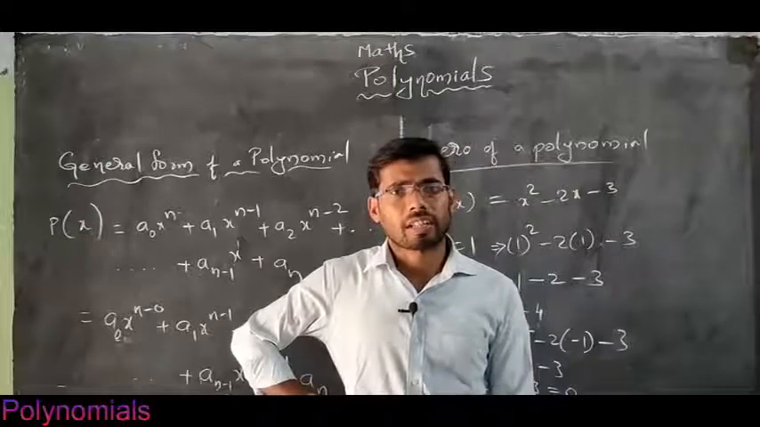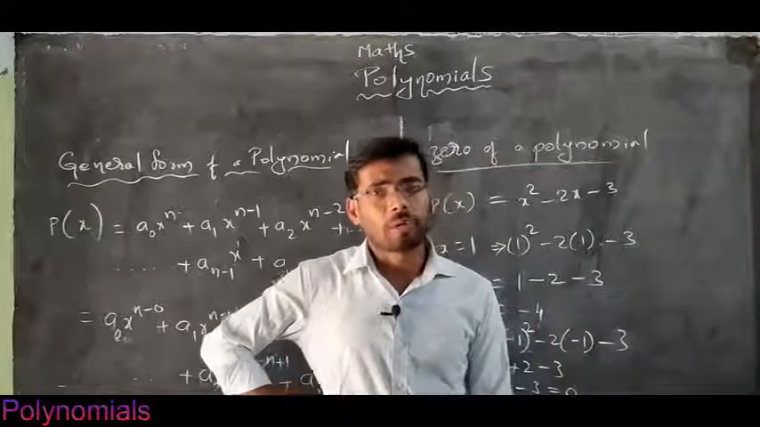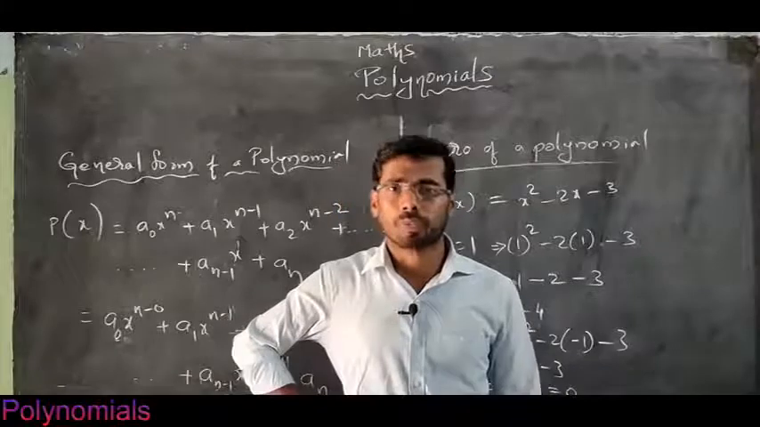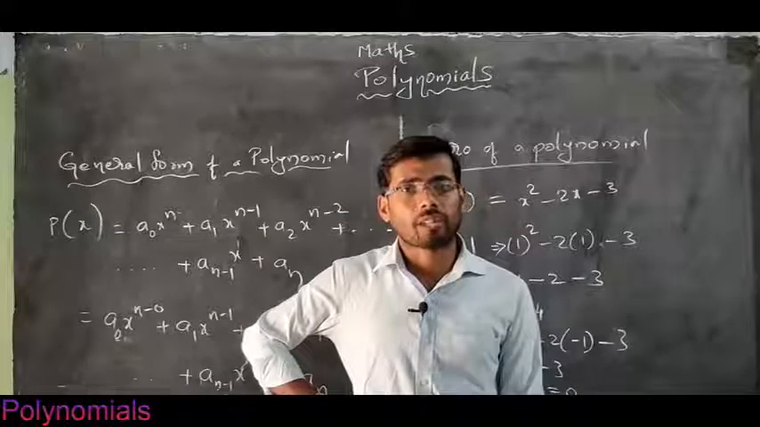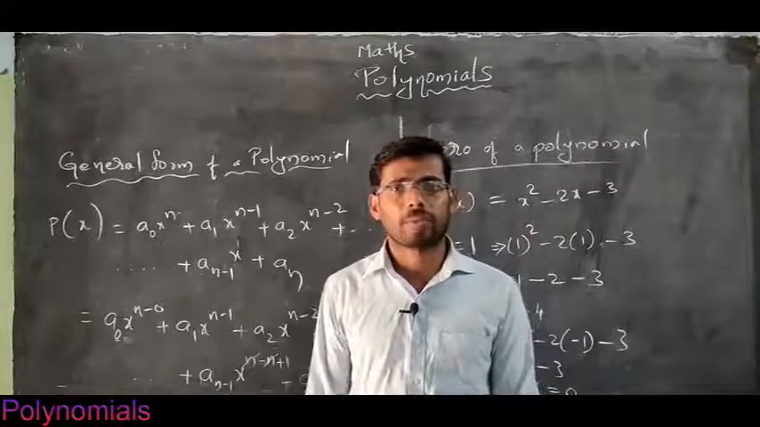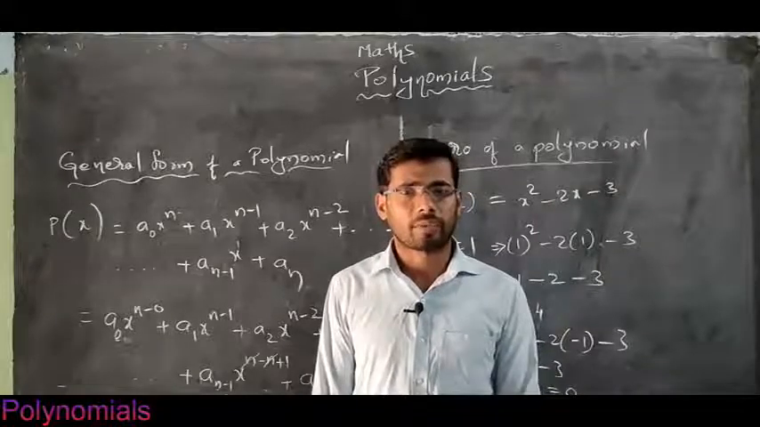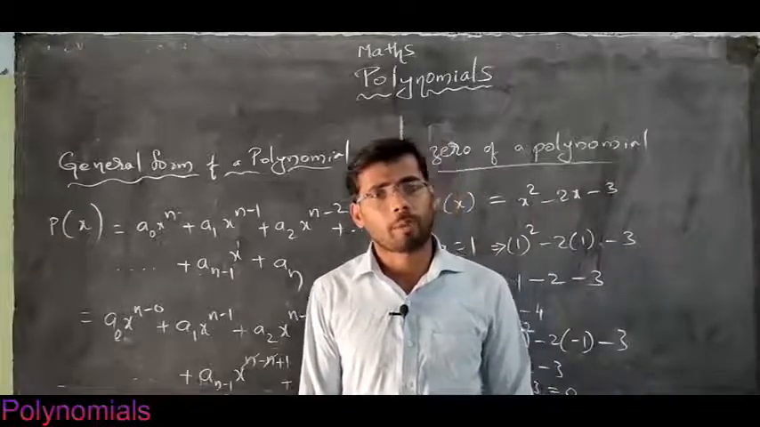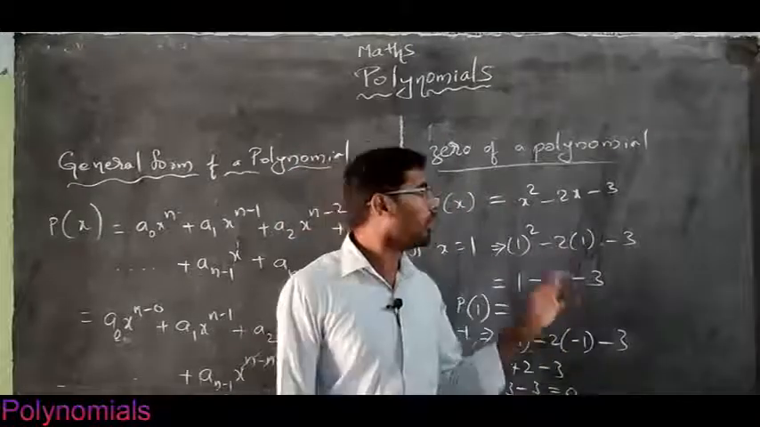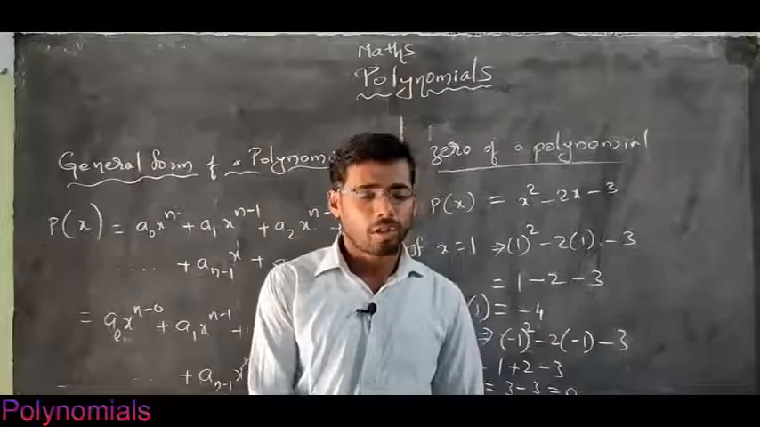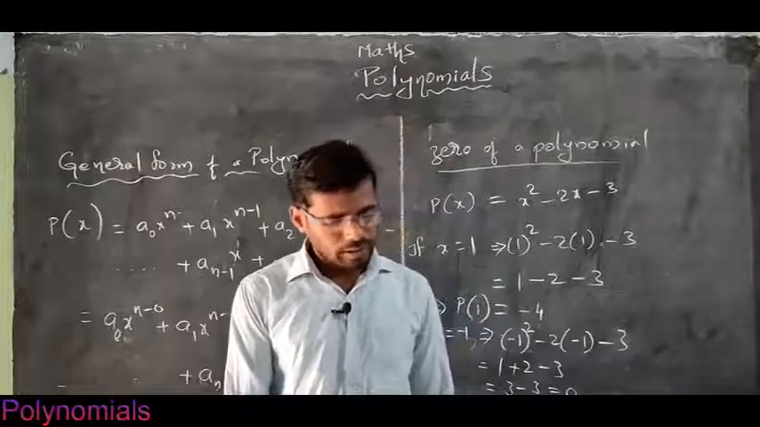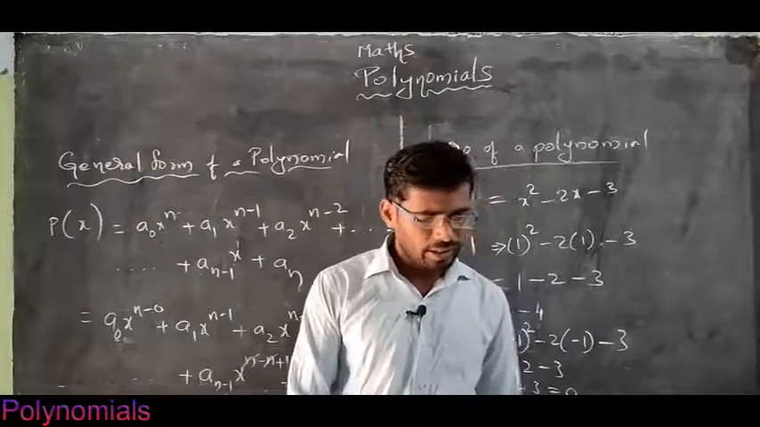After polynomials, I was explaining the general form of a polynomial: P of x equals a naught x to the power of n plus a1 x to the power of n minus 1, and so on up to an. That is the general form. Next, the zero of the polynomial. The zero of a polynomial means the value for which the polynomial becomes 0. So for this class, the introduction is completed.